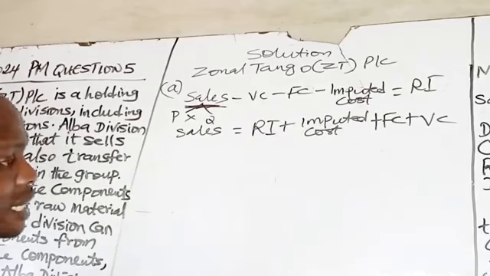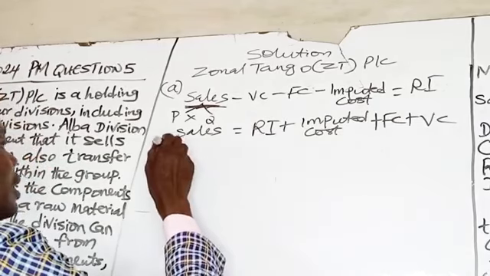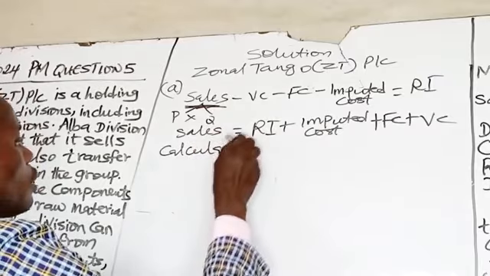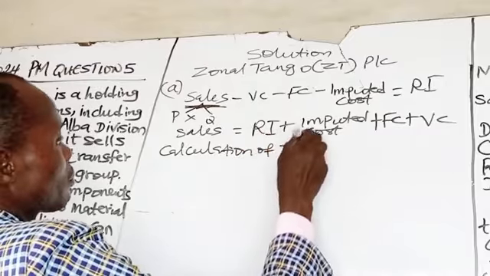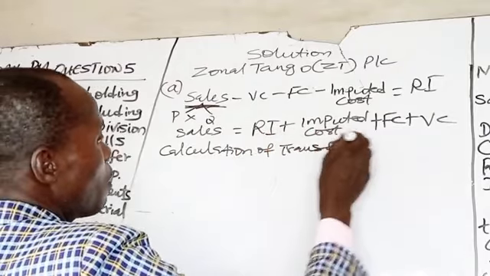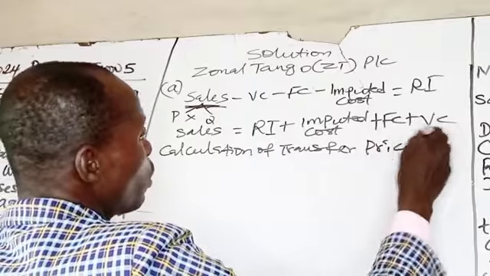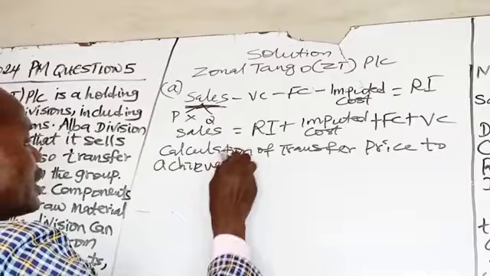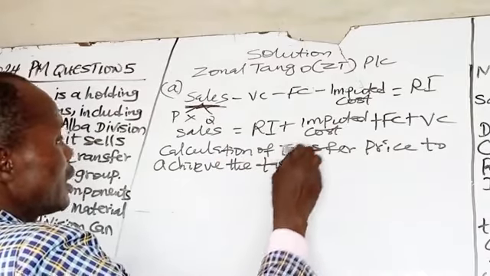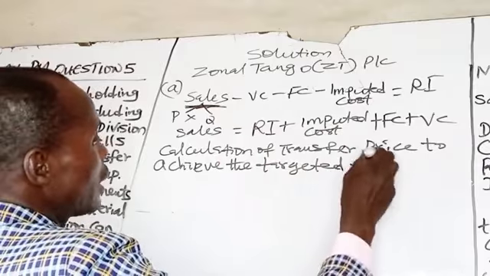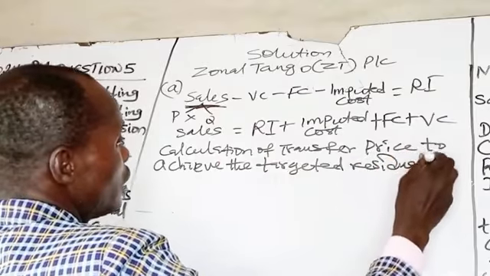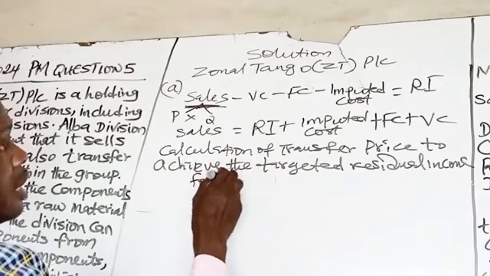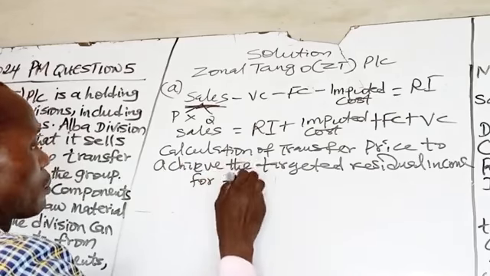So now to calculate the transfer price. Calculation of transfer price to achieve the targeted or budgeted residual income for ABA division.